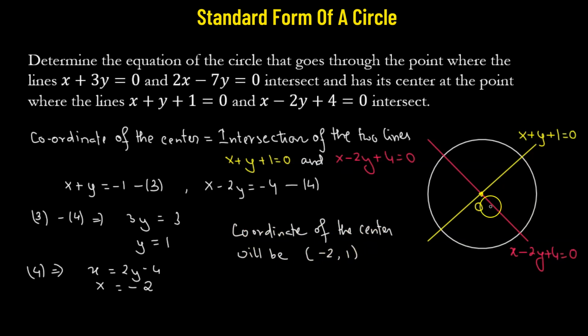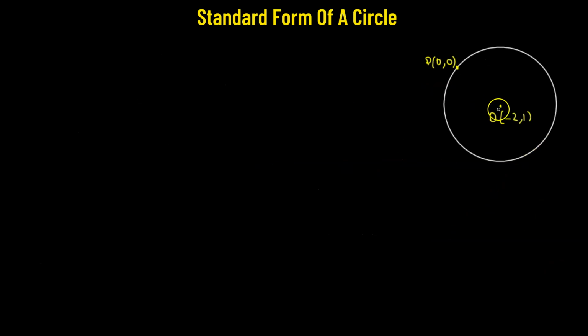Fine. So now we have successfully obtained the coordinate of the center as well as the coordinate of the point which is going to pass through the circle. So let's use that to find the radius of the circle. Now that we have the center as well as the point P, we can use the distance formula. So let's first specify the distance formula.